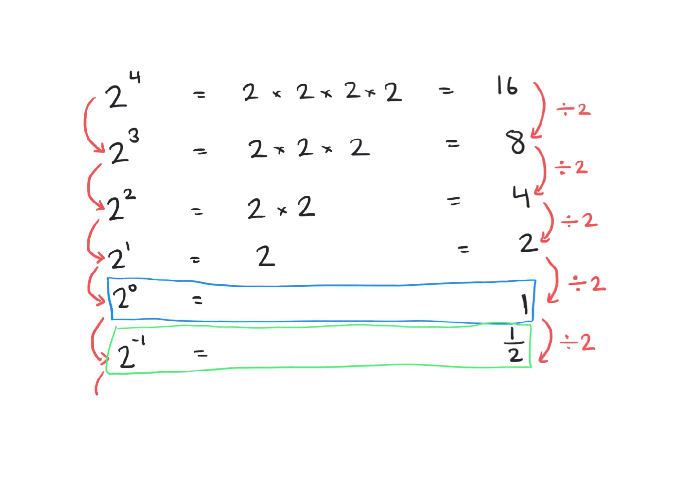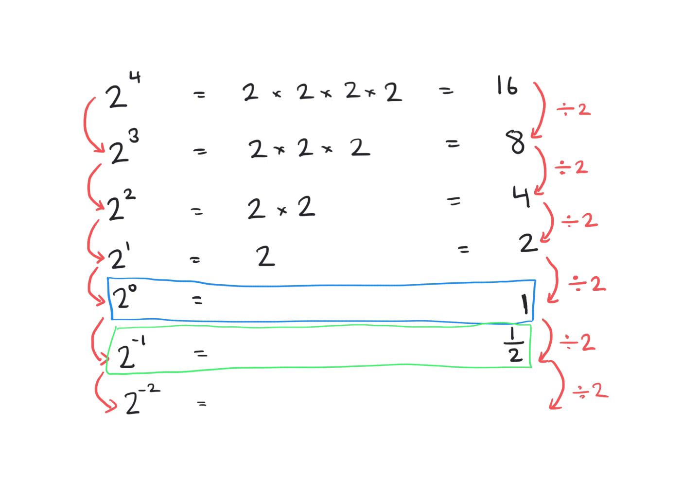We're going to go down another exponent. So negative 1 drops down to negative 2. What on earth should 2 to the exponent of negative 2 equal? Well, we're going to answer that by following the pattern of dividing by 2 again. So we have 1/2 divided by 2. Our answer should be 1/2 divided by 2.